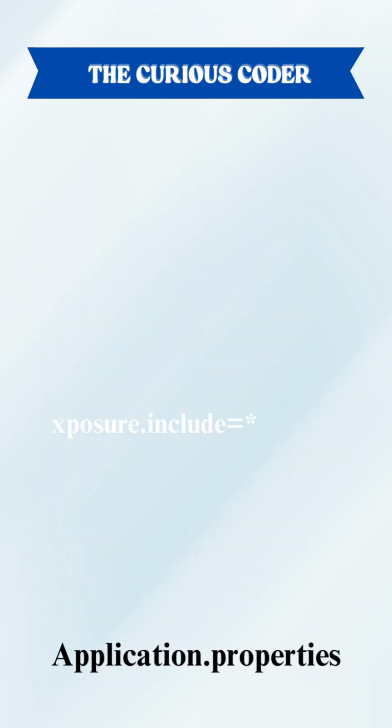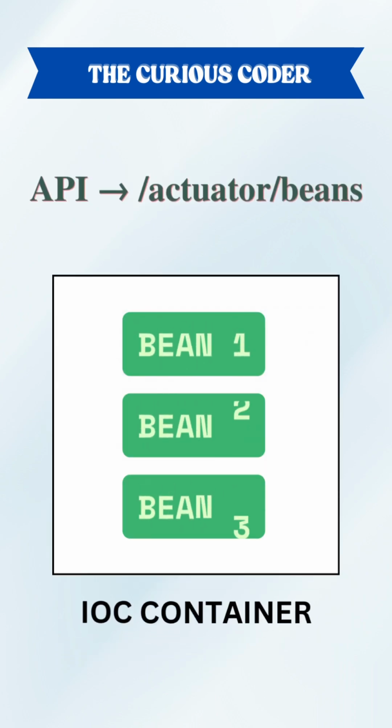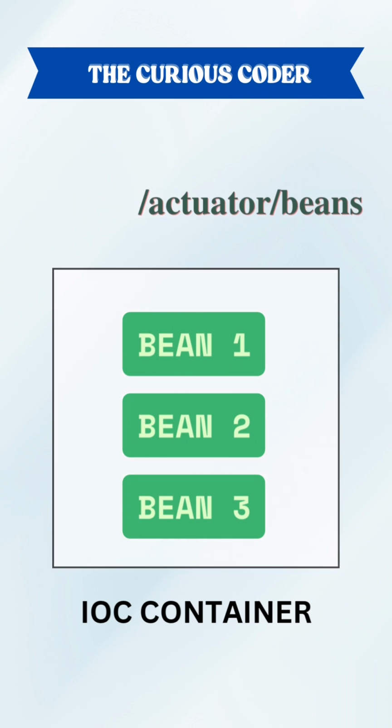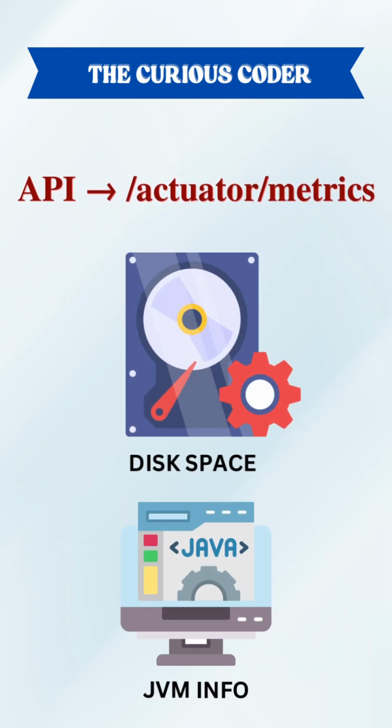Some of the examples are /actuator/beans. It lists all the Spring Beans in your application. Also, we have /actuator/metrics. It shows memory usage, JVM related info, and many other metrics.